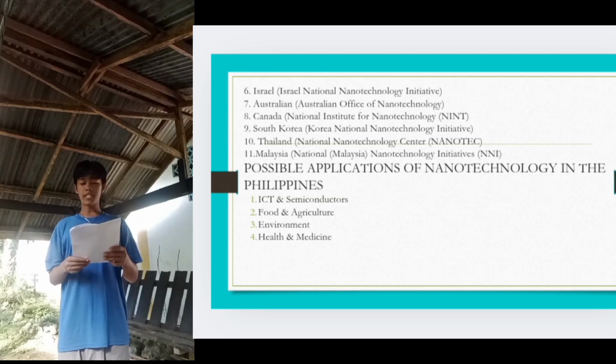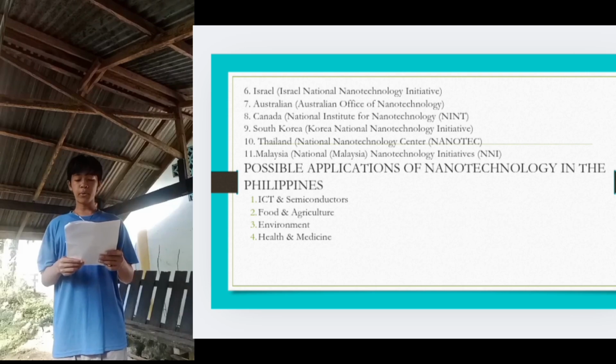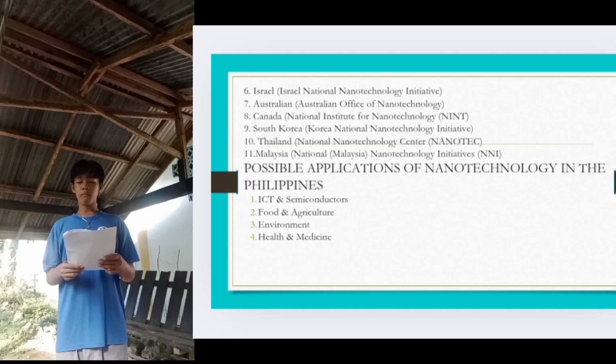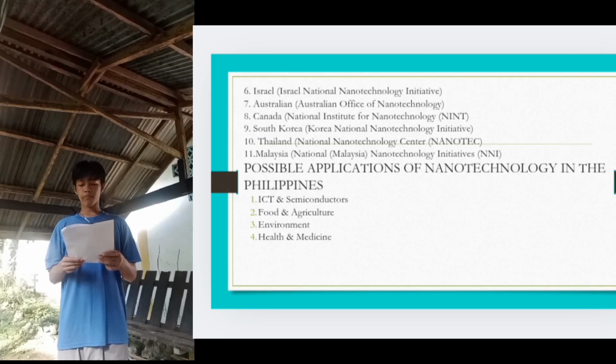The second one is food and agriculture. Nanotech can help improve crop growth, food quality, and food preservation. It can also make fertilizers and pesticides more effective. Example, using nanofertilizers that slowly release nutrients to plants or nano packaging that keeps food fresh longer.